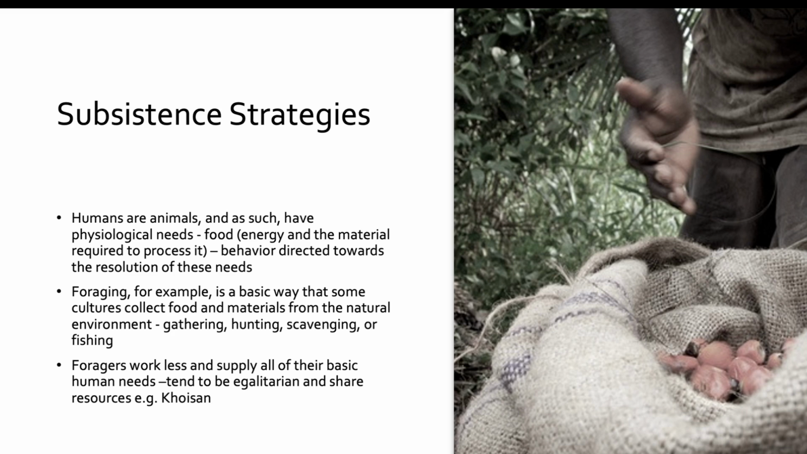In fact, foragers not only work less and have access to resources to meet their needs, but they tend to be egalitarian. They tend to be some of the most equal societies where people really do share their resources. And although they've undergone great transformation in the last 50 years, the Khoisan of South Africa would be a good example of a foraging people with a way of life that is characterized by egalitarianism.